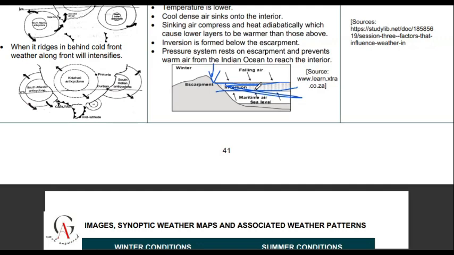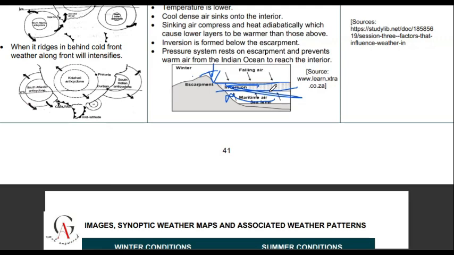When it's winter, we have strong descending air, and the air which is descending is going to force the inversion layer to lower below the escarpment and block incoming warm and moist air here. That is why we have dry conditions, because the air which is supposed to feed moisture over the interior is being blocked by the inversion layer.